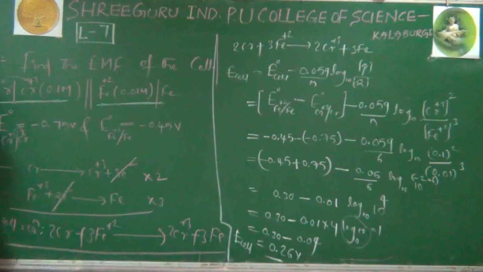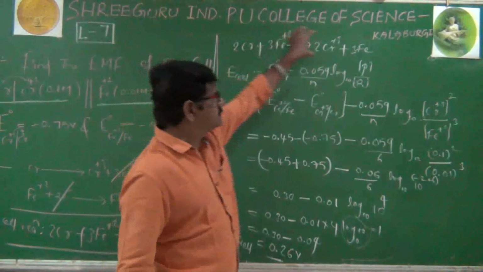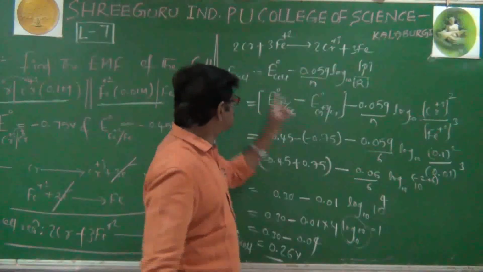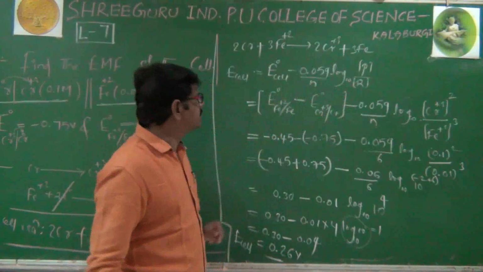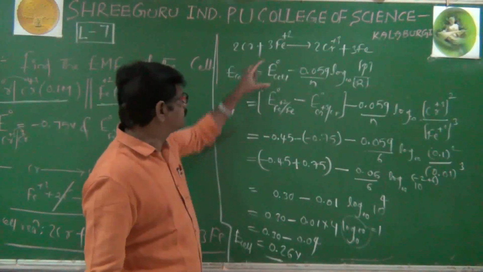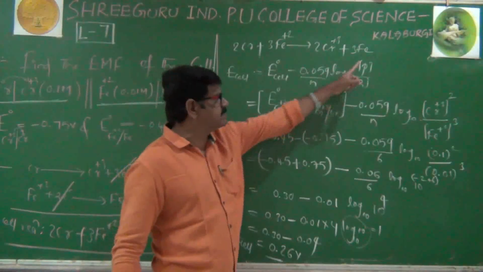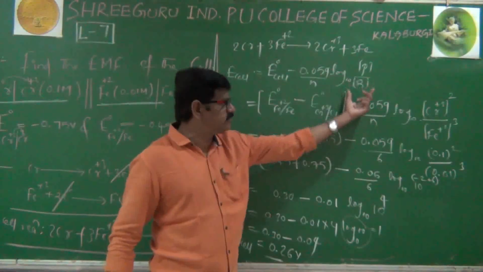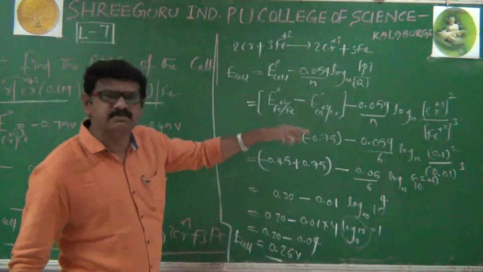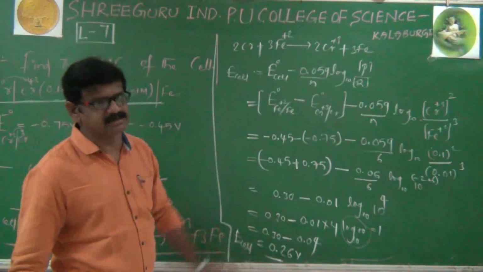This is nothing but the net cell reaction, the overall reaction. In this overall reaction, these are the reactants as well as the products. And our cell potential formula we have to write here: E cell equals E naught cell minus 0.059 by n log base 10 product by reactant. Product concentration here, reactant concentration here. If you substitute and do the simplification, finally you will get a cell potential like this.